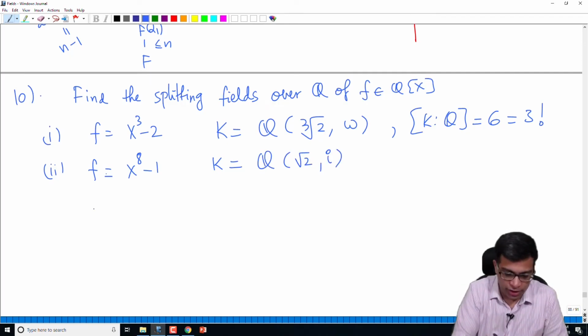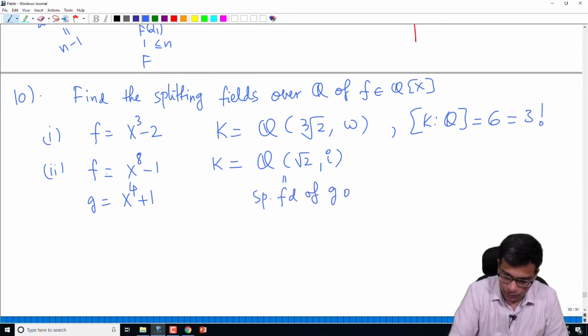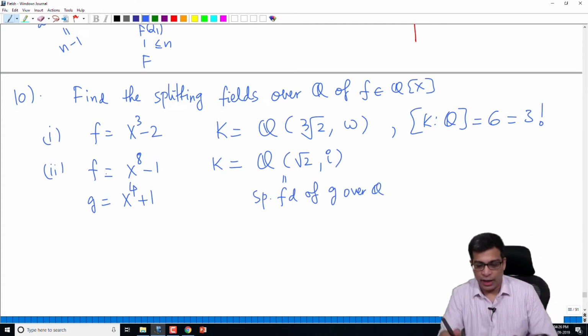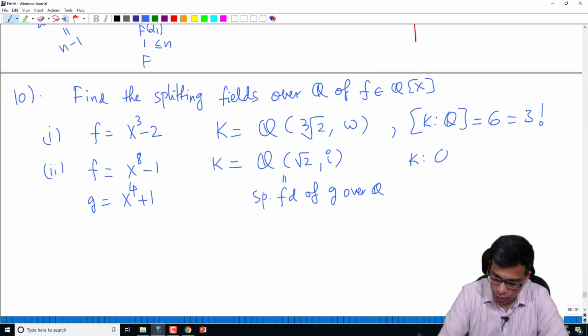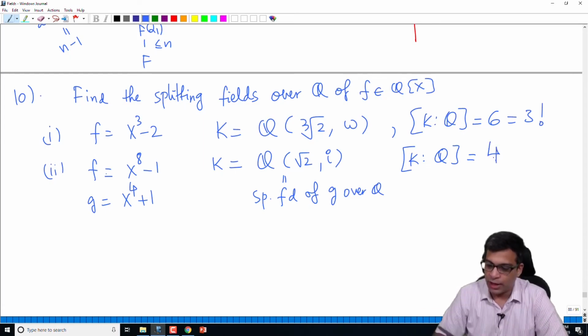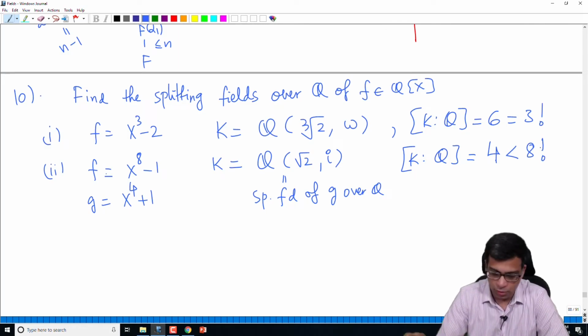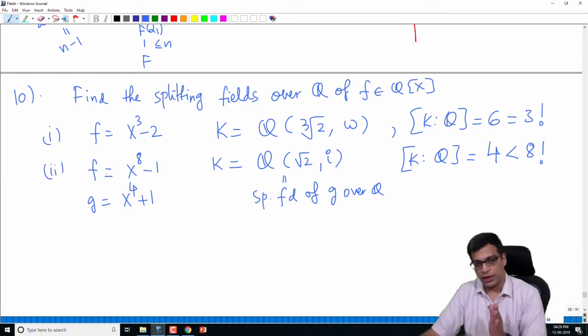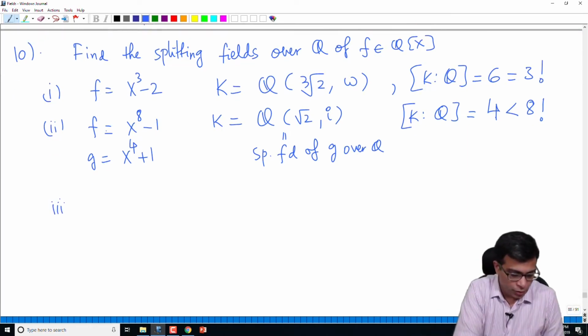Actually, the splitting field of g, which is x to the power 4 plus 1, is also the same field, because once you add i and root 2, all the other roots are automatically included there. I'm not spending time on this because we have already discussed these in the video on splitting fields. Here, if you think about it, you will only have degree 4, which is much smaller than 8 factorial, right? Because here the degree is 8, so this gives you an example that the actual degree can be much smaller than n factorial.